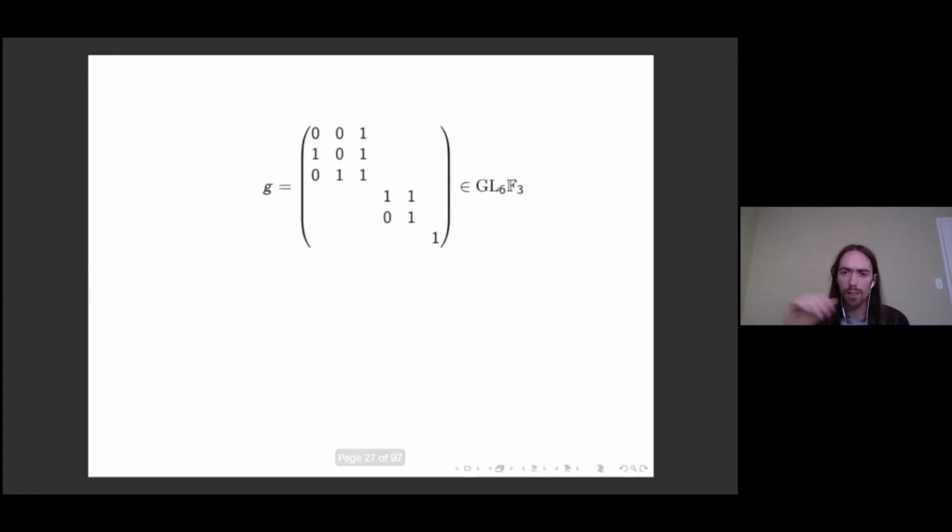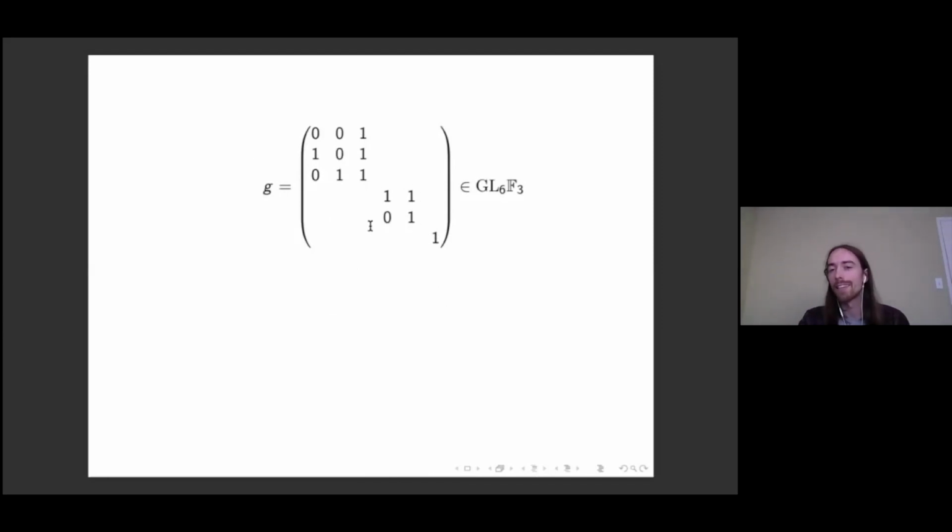So let's look at a really concrete example. Here's a matrix in GL6F3, and I've written it not quite in rational canonical form, but close. So this first 3 by 3 block, if you think back to linear algebra, acts on the first 3 basis vectors and stabilizes the span of them. Over here, we've got an eigenvalue of 1.